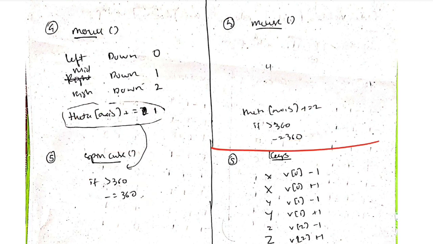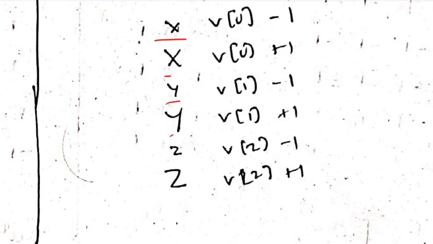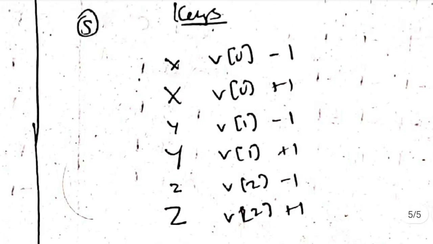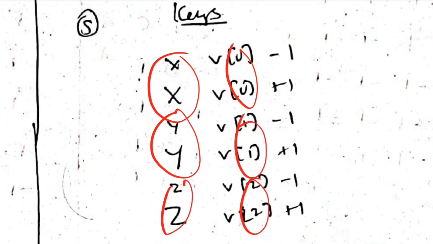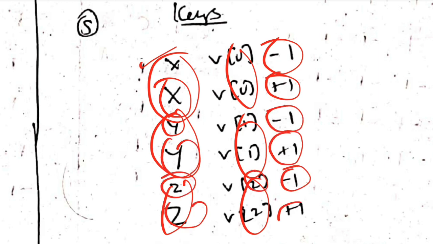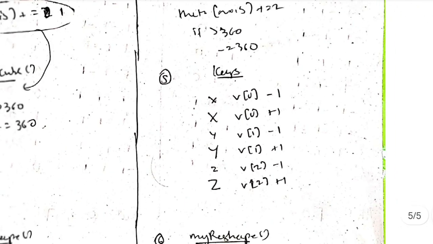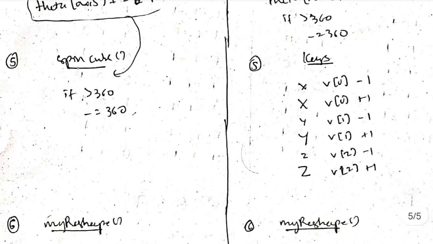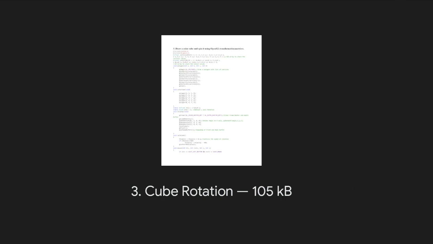And in the keys, what you have is, if you press small x, greater x, small y, greater y, small z, greater z. For that, x is 0, y is 1, and z is 2. If it is small x minus 1, if it is capital X plus 1, small y minus 1, capital Y plus 1, small z minus 1, and capital Z plus 1. That's all you have to write in the keys part, and in the spin cube you have to write this. I'll show you both of these functions in the code part, how it looks.